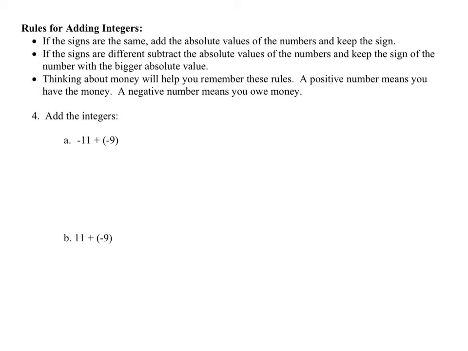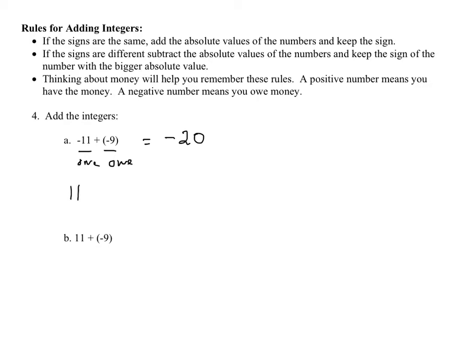My trick is to think about money when you're doing this. A positive number means you have the money. A negative number means you owe the money. So if we think about it this way, I owe you $11. I owe you $9. So I still owe you a total of $20, which follows that first one that says if the signs are the same, add the absolute values of the numbers.